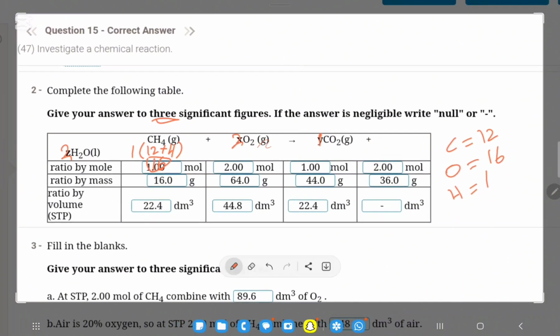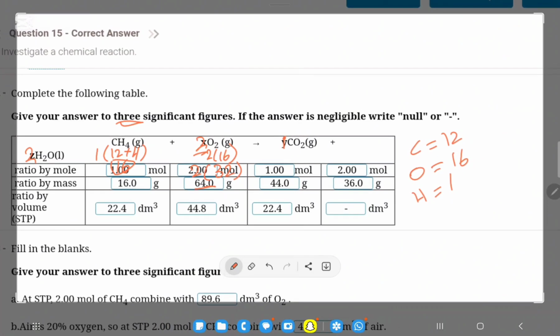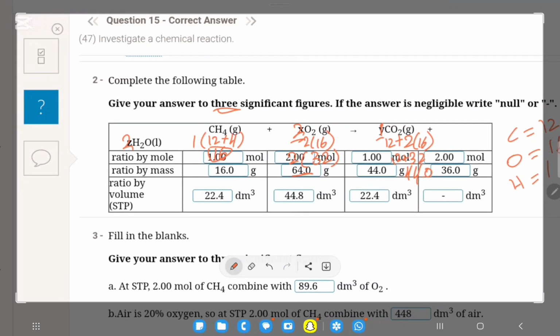For O2, we have O is 16 times 2, you get 32. You multiply that by the coefficient 2, you get 64. We put 64.0 because they want 3 significant figures. For 1 CO2, C is 12, O is 16, and we have two atoms of O, so 2 times 16 is 32 plus 12, 44. No coefficient, just 1, and you add a 0 for significant figures.